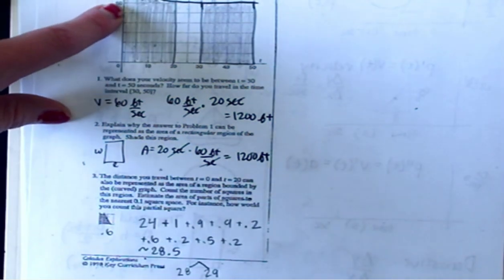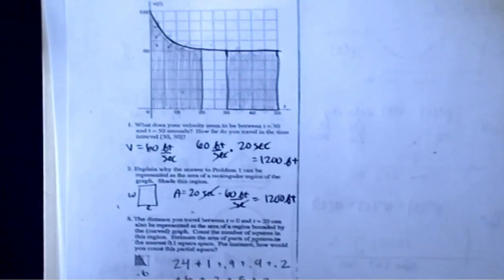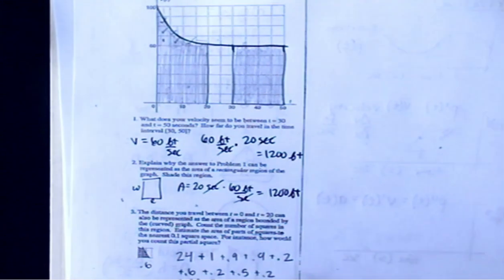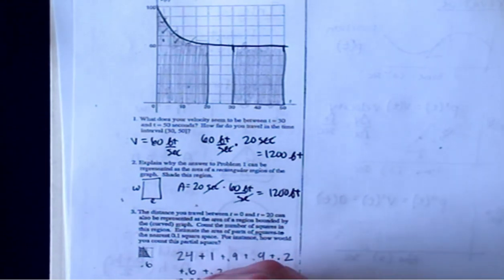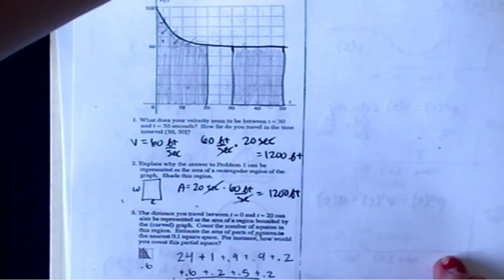Okay? Especially because 24 of them were solid squares. You were only estimating a few of the squares here. It's just these ones on the edge that you're estimating. Okay? It means you should have been pretty close. Okay, so we get 28.5 squares. Okay, so let's see what question 4 asks.